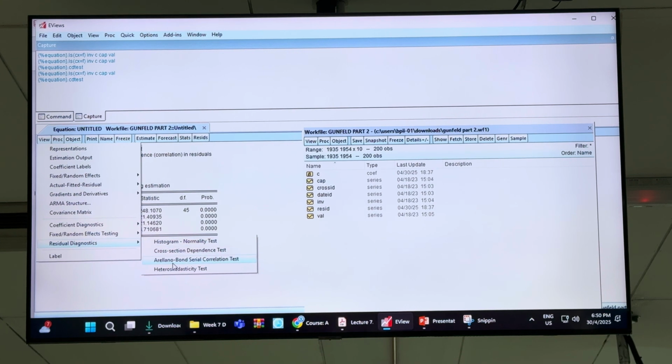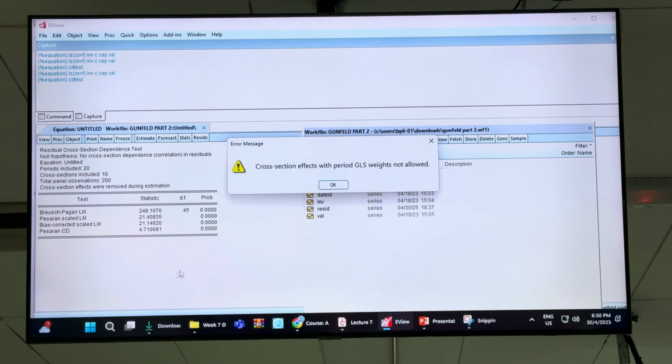Then this one, the Arellano-Bond, is for the GMM method. So now go to heteroskedasticity. You go to the heteroskedasticity, Period GLS.